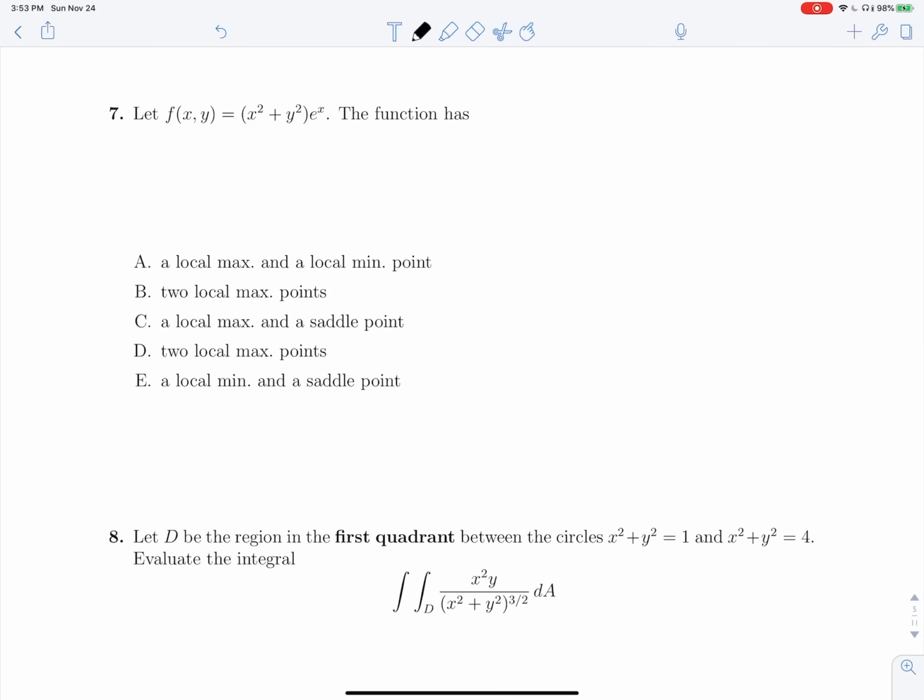Question 7. Let f of x and y equal this guy, and we are asked to figure out by the second derivative test what kind of relative extrema this function has. So we know that our relative extrema will exist when fx and fy equal 0.